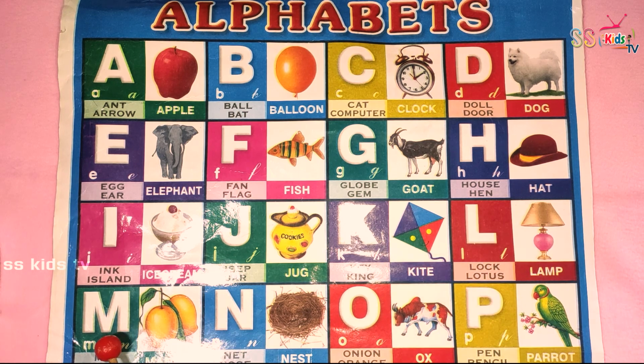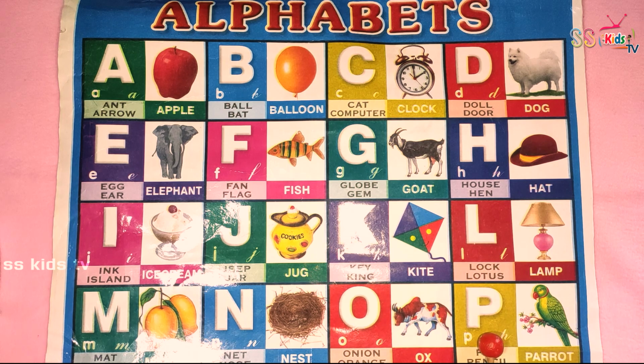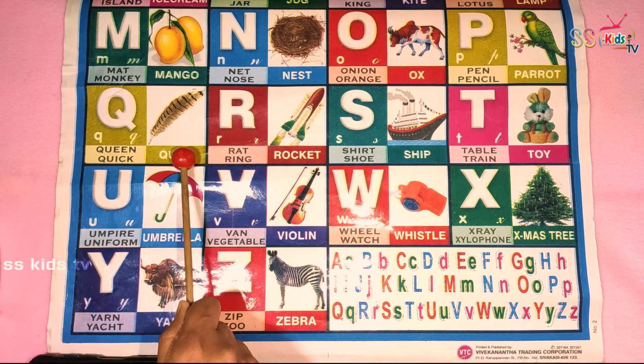M. M for mango. N. N for nest. O. O for ox. P. P for parrot. Q. Q for quill.